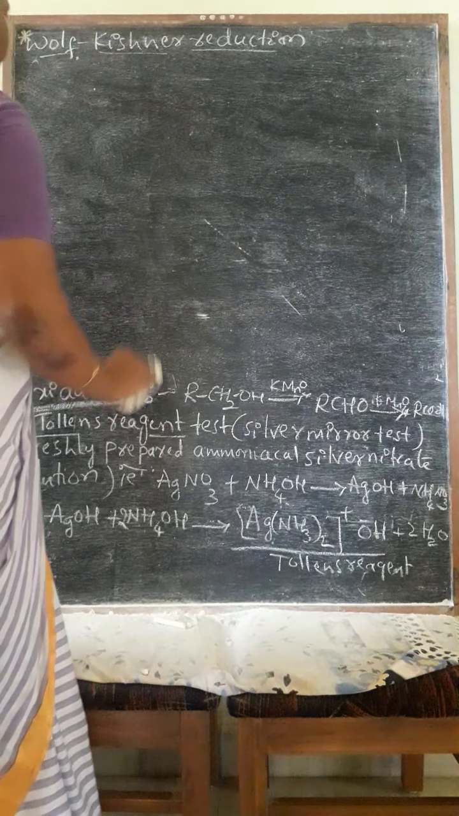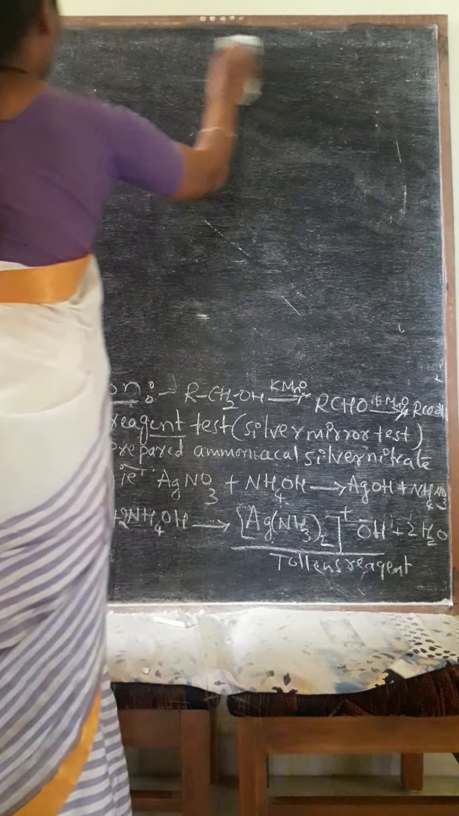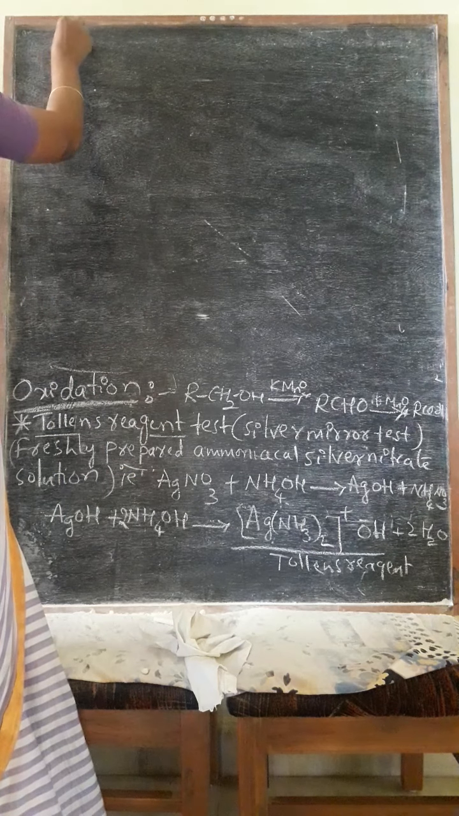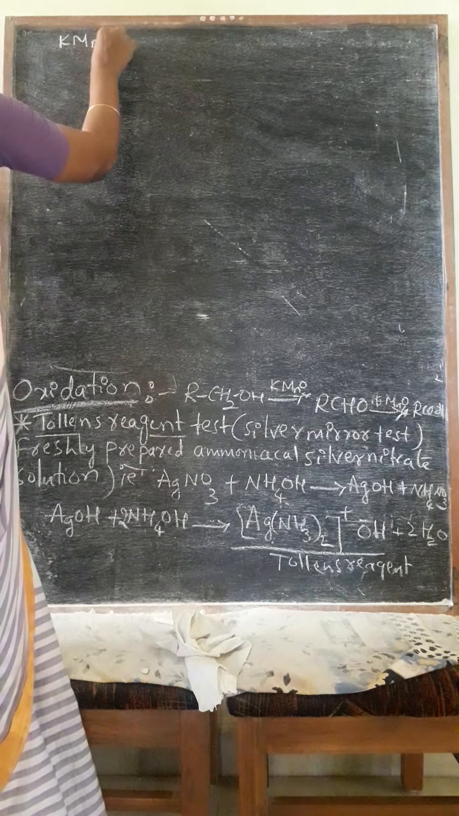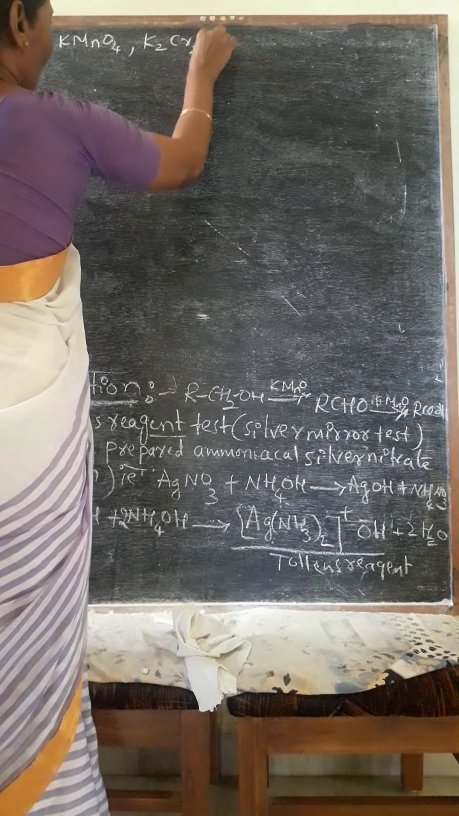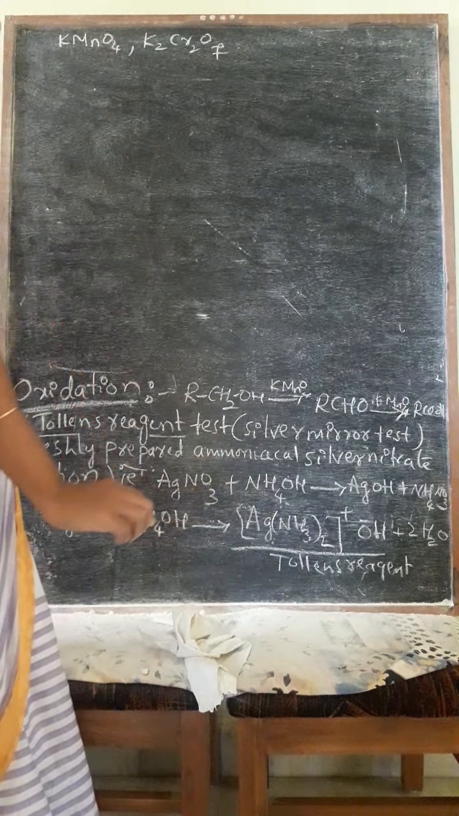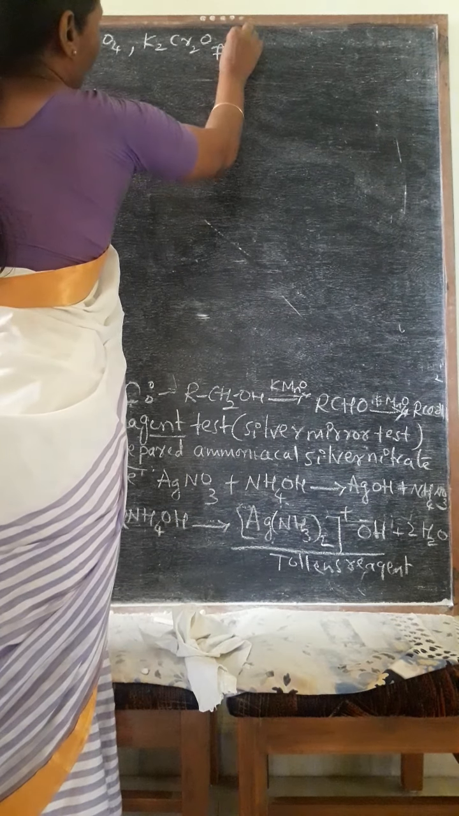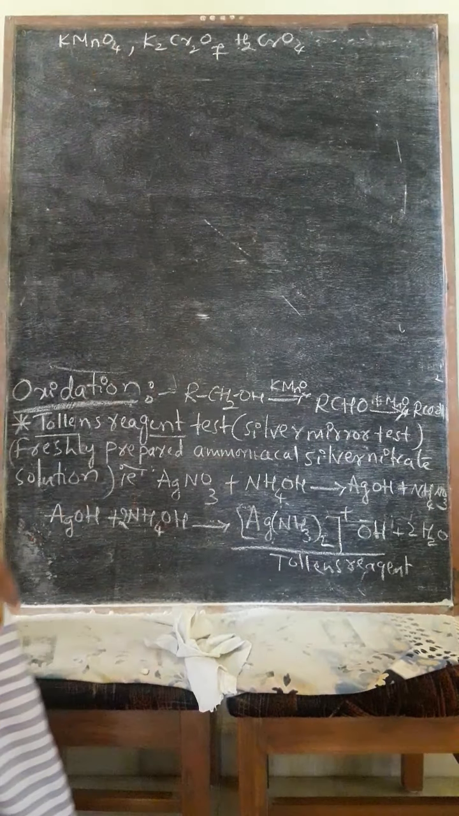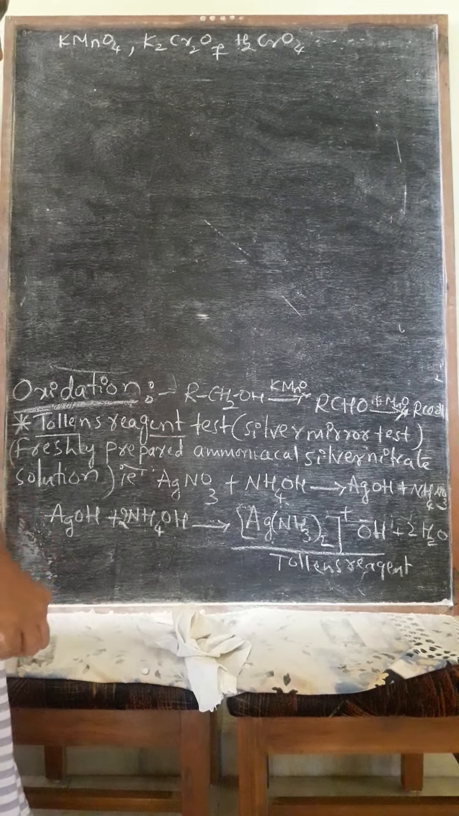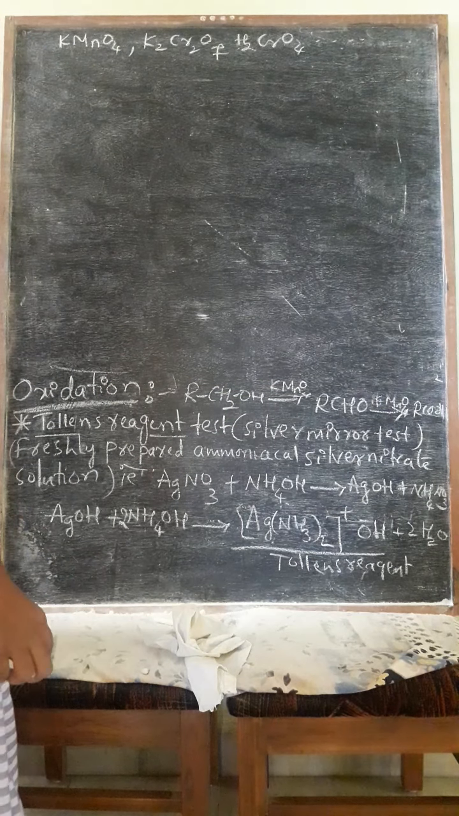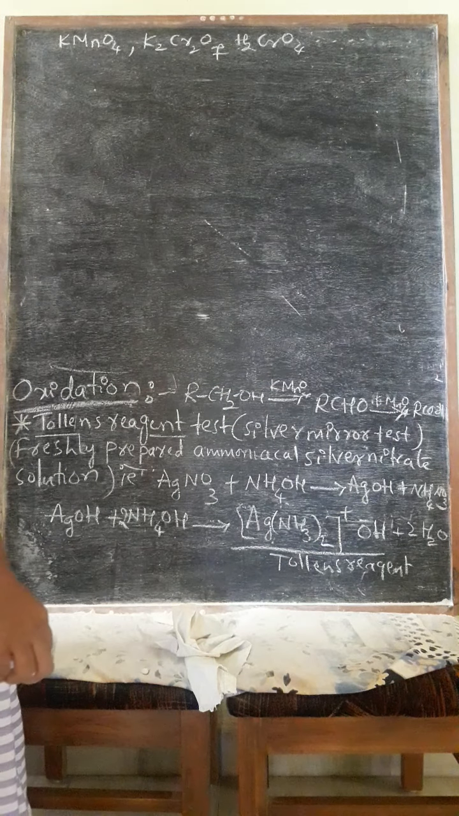The well-known oxidizing agents are KMnO4 or K2Cr2O7 or chromic acid H2CrO4 and so on. Many of the oxidizing agents are common and good, strong oxidizing agents.